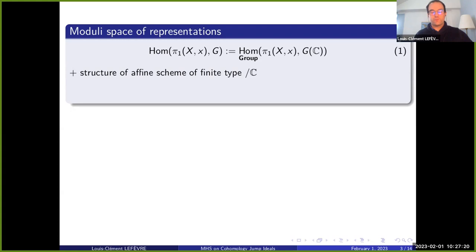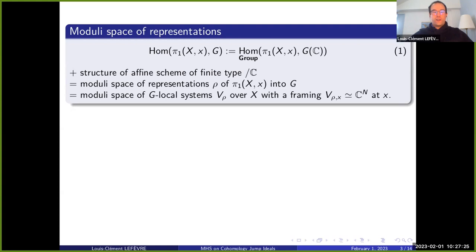But I think of this in two ways. Either this is the moduli space of representations of pi one into G, or I can also think of it as the moduli space of G local systems over X, and I denote by V_rho the local system associated to a representation rho. And this local system comes with a framing, a canonical identification of the fiber at x with the vector space C^n. This is because in this moduli space of representations, I don't quotient by the action of G by conjugation. So this corresponds not to all local systems modulo isomorphism, but to local systems with a fixed identification of the fiber at x with the vector space.